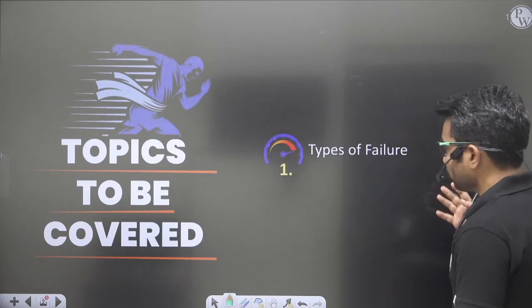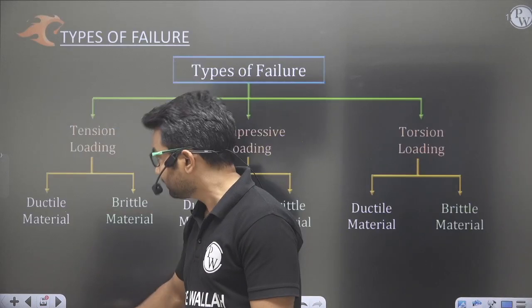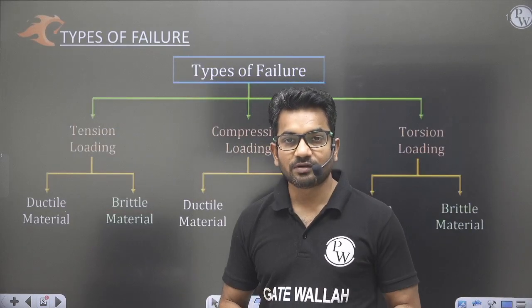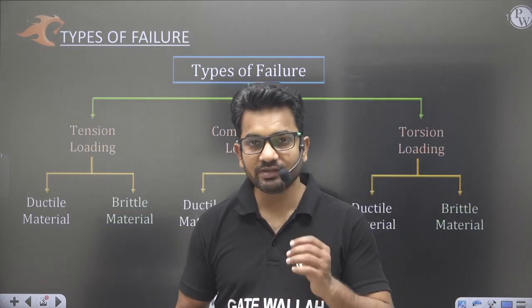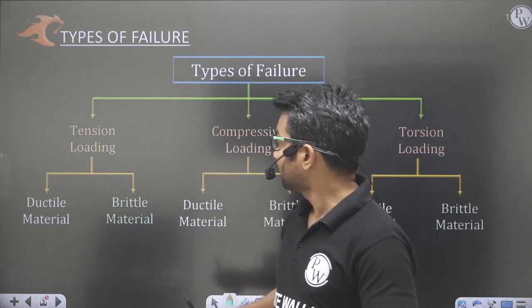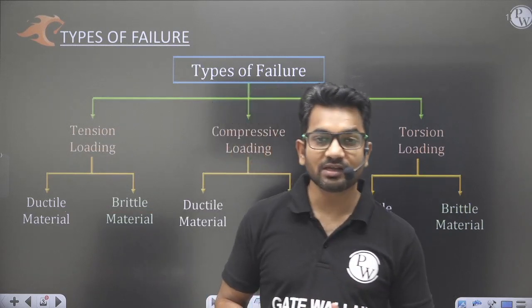In this class we are going to discuss only one topic, that is types of failure. So let's begin. See, there are various types of materials. Basically we can say there are two types of materials: one is ductile material and another is brittle material.